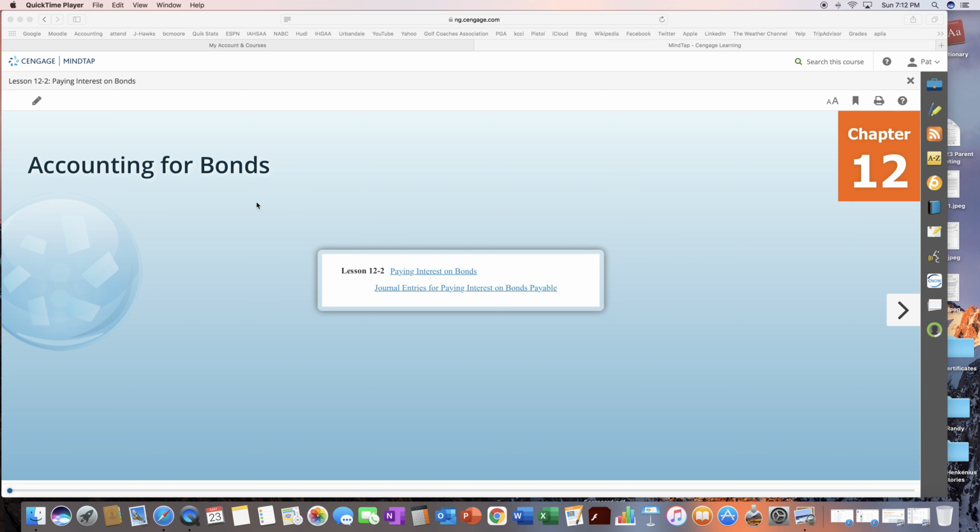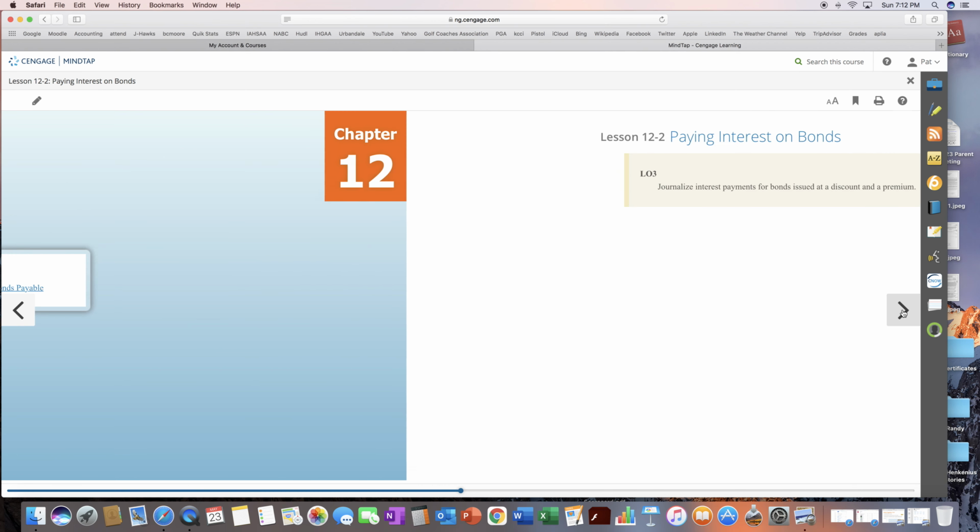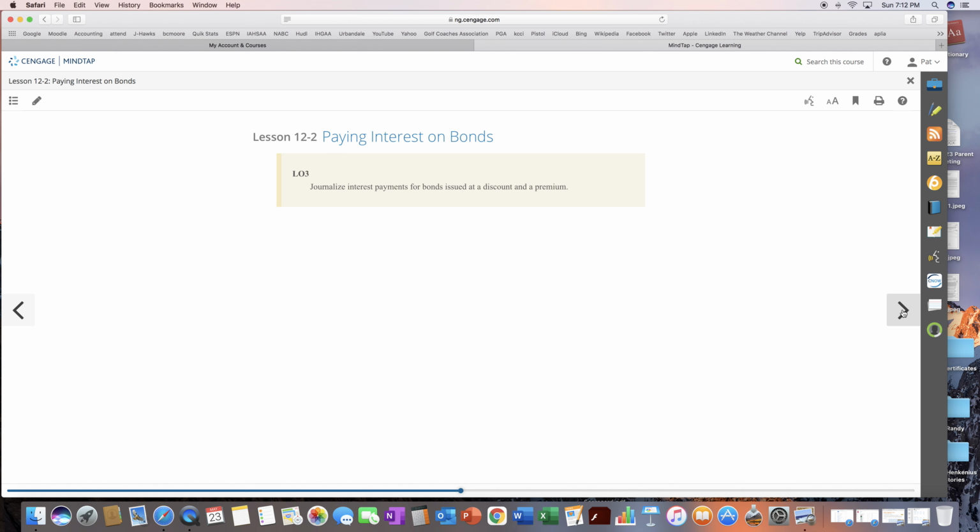All right. 12.2. Not a real long one. It has some information about the carrying value of bonds. We have to pay some interest, so we have an interest expense. We're going to have a calculated interest payment off the stated interest rate for doing these. So then the difference is either going to be a discount or a premium.